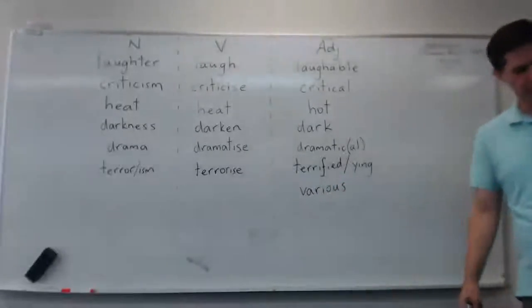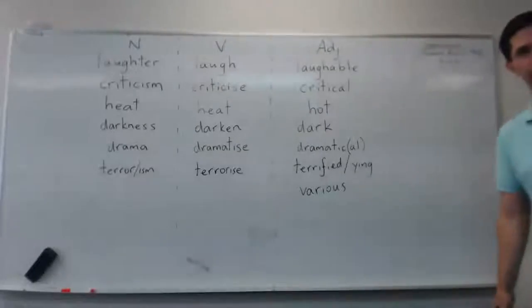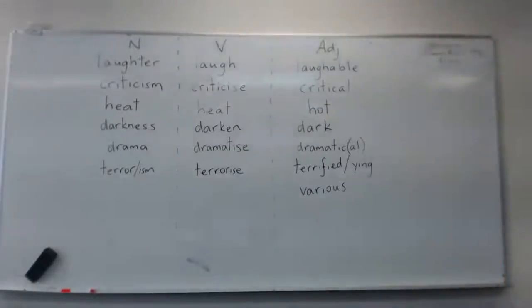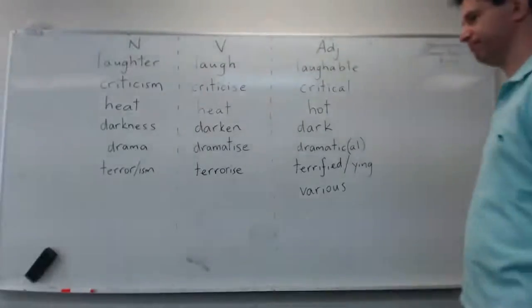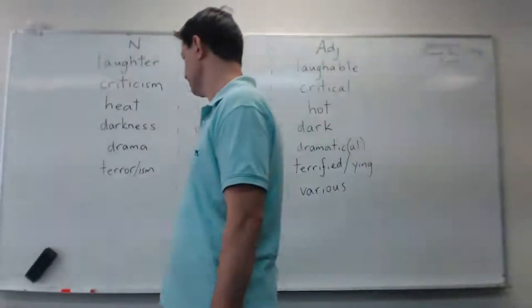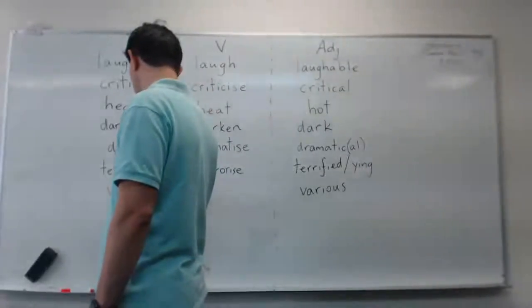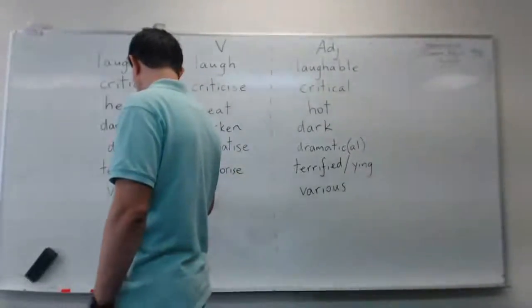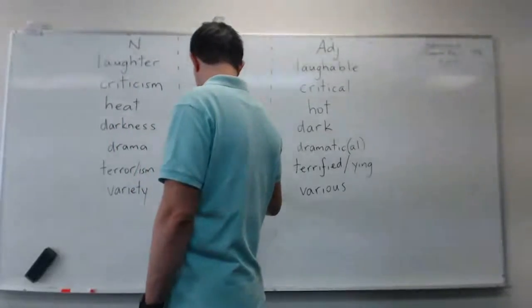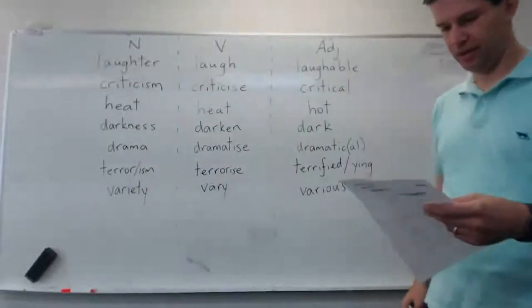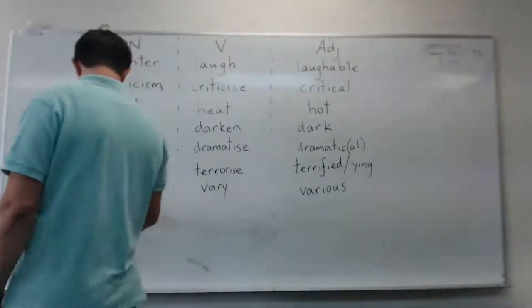Various as the adjective. Variety is the noun. Is that right, William? Rarity. Yeah, they are both right. We have looked at those before, right? Nice. All right, here we go.